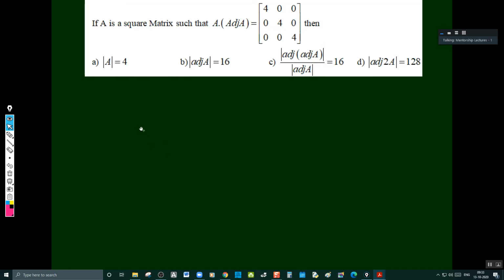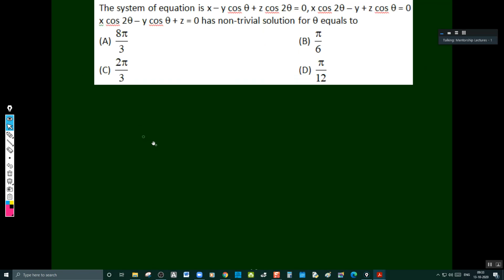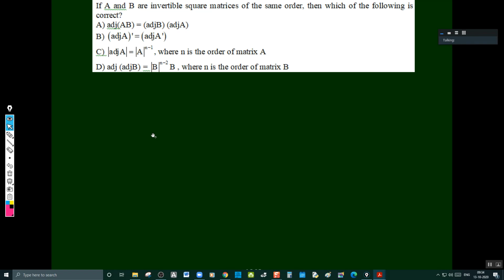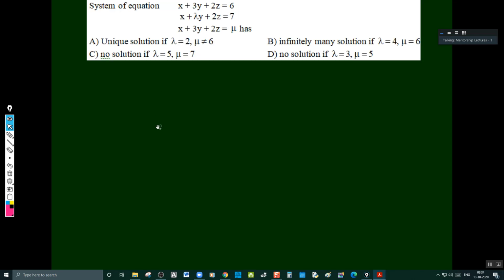System of linear equations also I have taken, non-trivial solution. You tell me what is a non-trivial solution? Not equal to zero, non-zero solution. Very simple. I have taken this question just because all the formulas related to adjoint are given here. That is why I have taken this. And again, it is system of linear equations. This is matrix matching. We'll go for that.